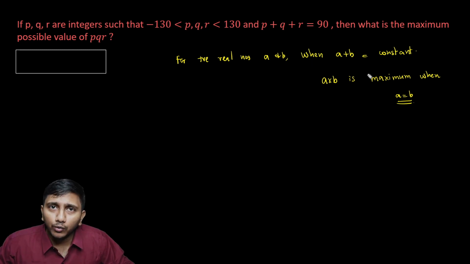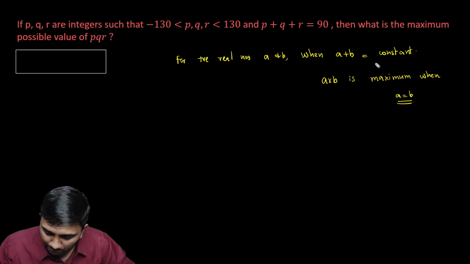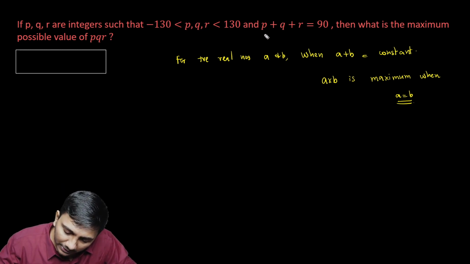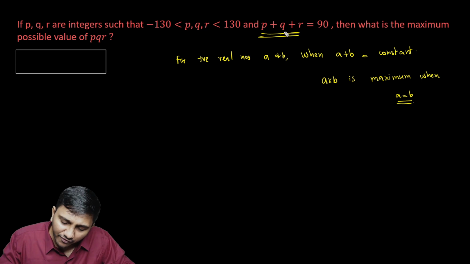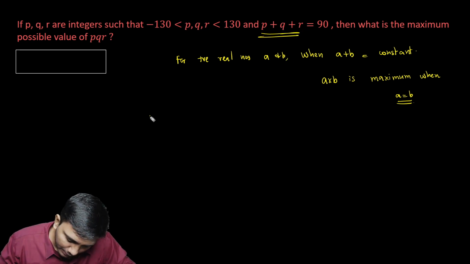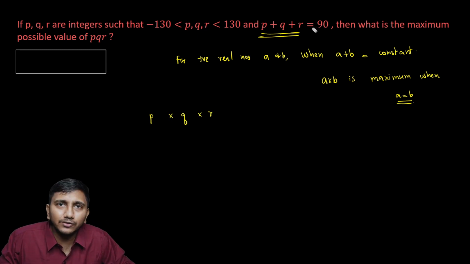You can prove this on the basis of AM-GM inequality. Now I'm not going to prove that. I'm going to build on top of this. So take this part: P plus Q plus R is 90. And if it is given that P, Q, R are only positive, then to maximize P into Q into R, I should try and distribute this 90 as equally as possible among all these three.